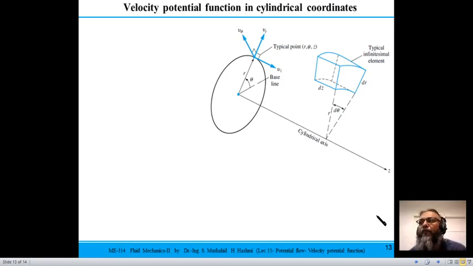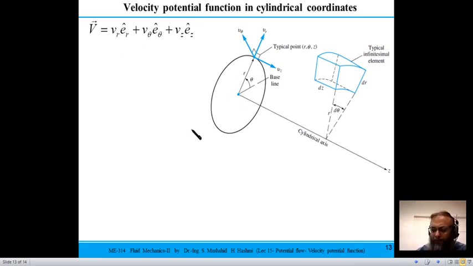We can do the same thing with the polar coordinate system, actually cylindrical coordinate systems, where r and theta are the two directions. Velocity in r would be Vr, velocity in the tangential direction would be V theta, which is orthogonal, and velocity along the cylindrical axis we call Vz. We can write the velocity vector, where Er, E theta, Ez are the unit vectors, and Vr, V theta, Vz are the corresponding velocity components in their respective directions.